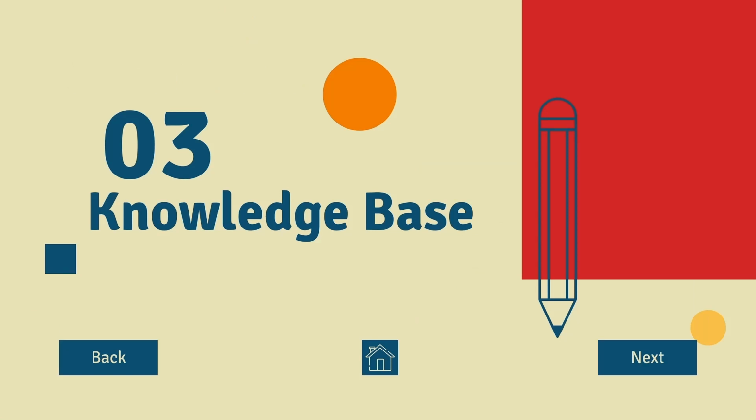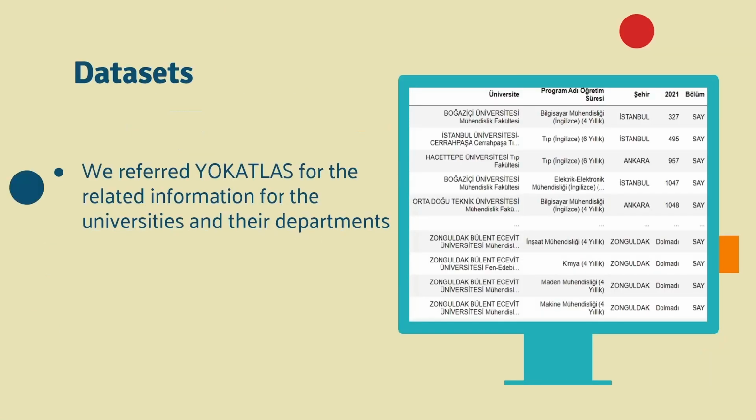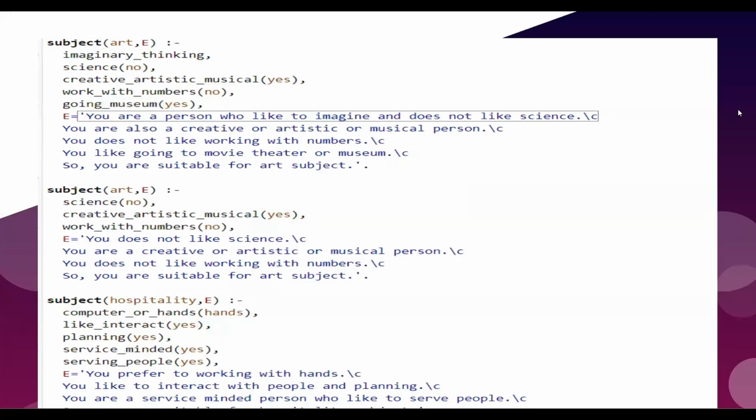Then I will explain our knowledge base. To create the knowledge base, we used the Yok Atlas website for university information. We get university names, cities, and scores by using this dataset. Then Ezgi will explain to us how our knowledge base works.